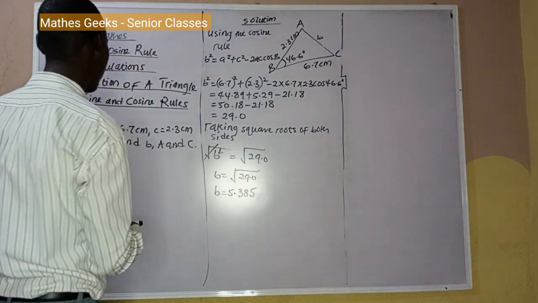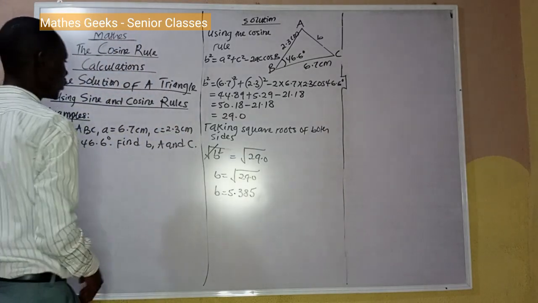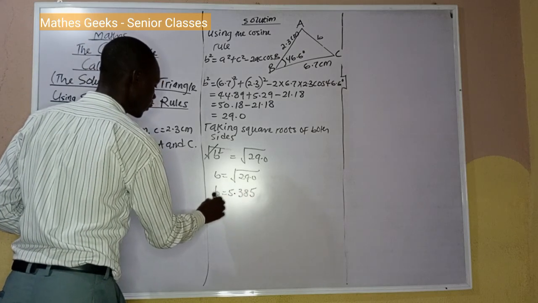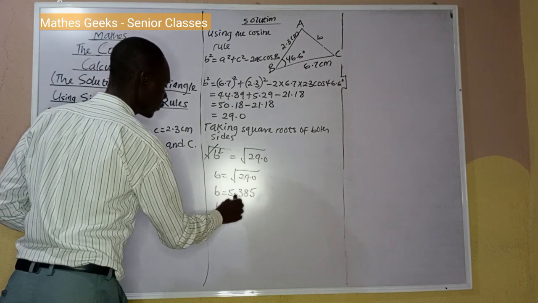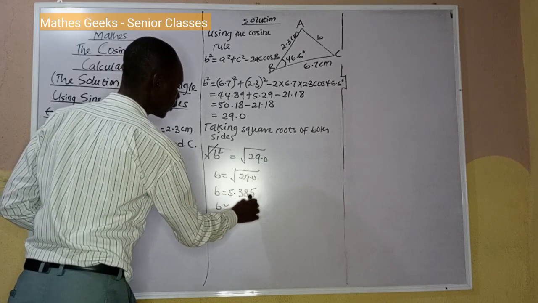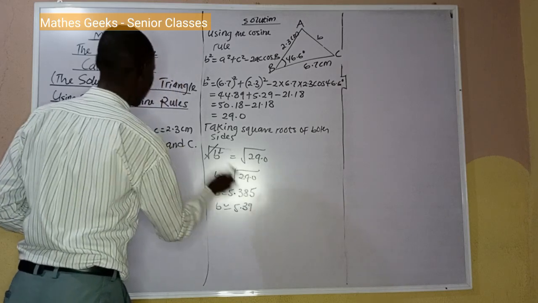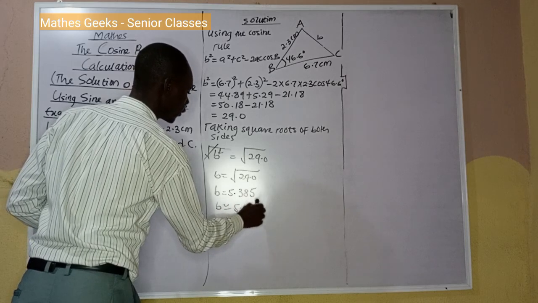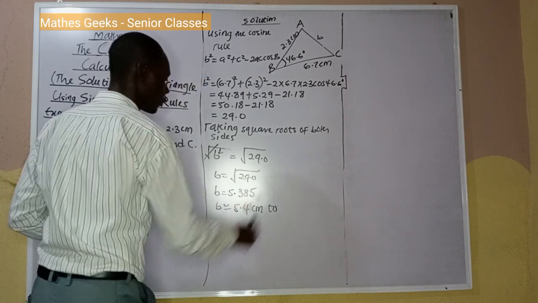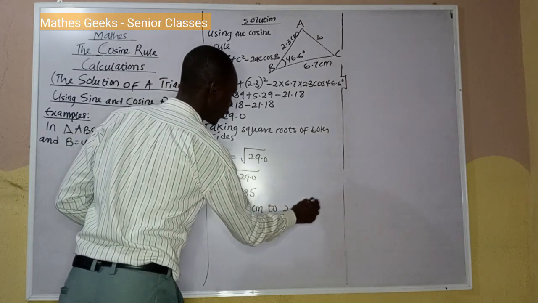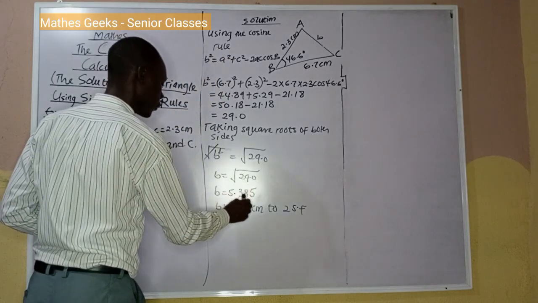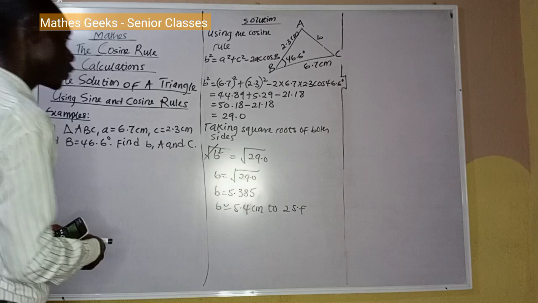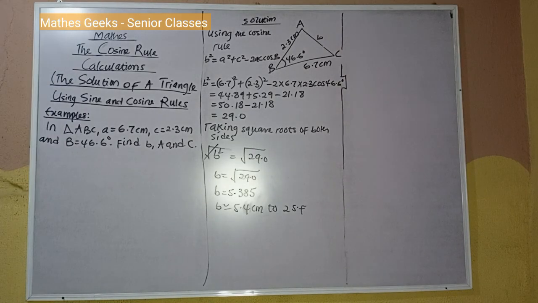Our answers here are in two significant figures, so approximately 5.39, oh yeah, 5.4 centimeters. So two significant figures. Side B is 5.4 centimeters.